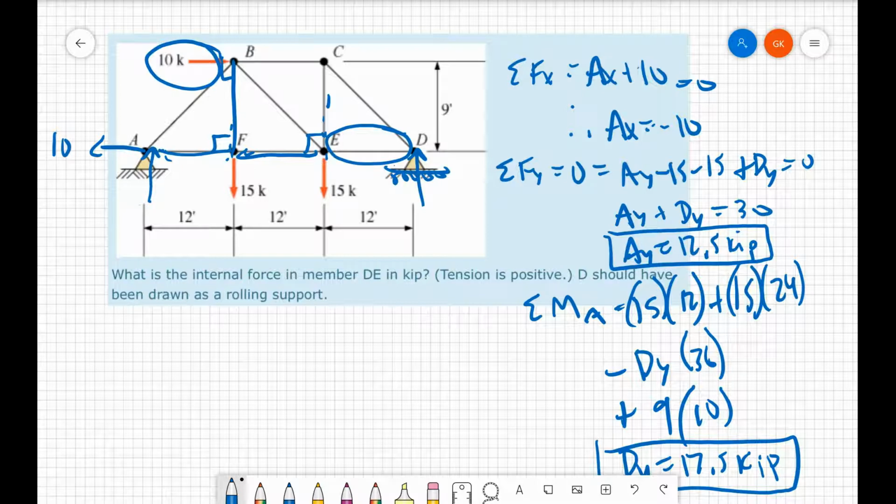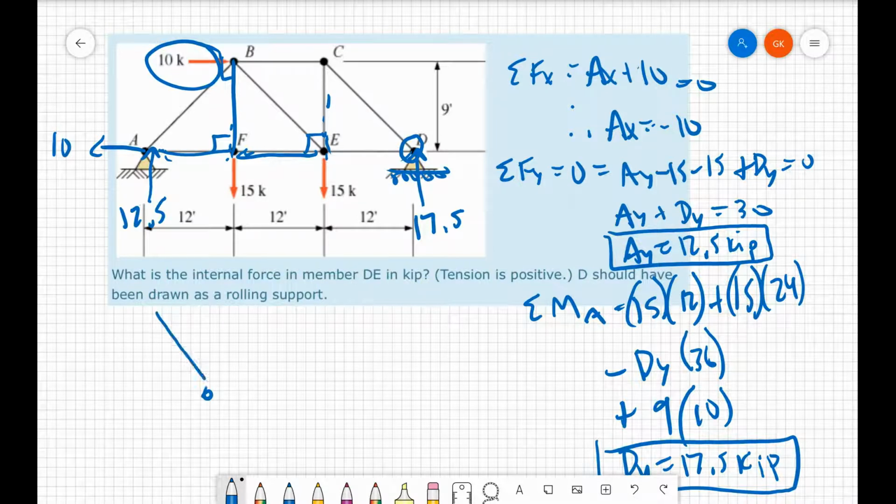And what am I doing again? Ah, yes, I'm actually placing my numbers. So 17.5 here, 12.5 there. Okay, I'll show you method of joints first. So I want the force in DE. And so what I do is I pick this force right there. I'm going to pick that joint.